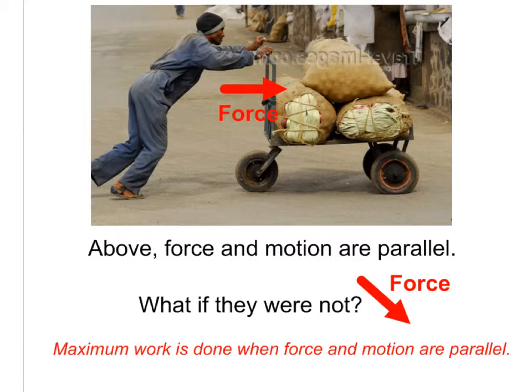It is important to keep in mind maximum work is done when force and the motion are parallel. So if there is less distance being traveled, then it's not as much work being done because work equals force times distance. So when we have force being applied in the same direction as the motion of the object, that's when maximum work is yielded.